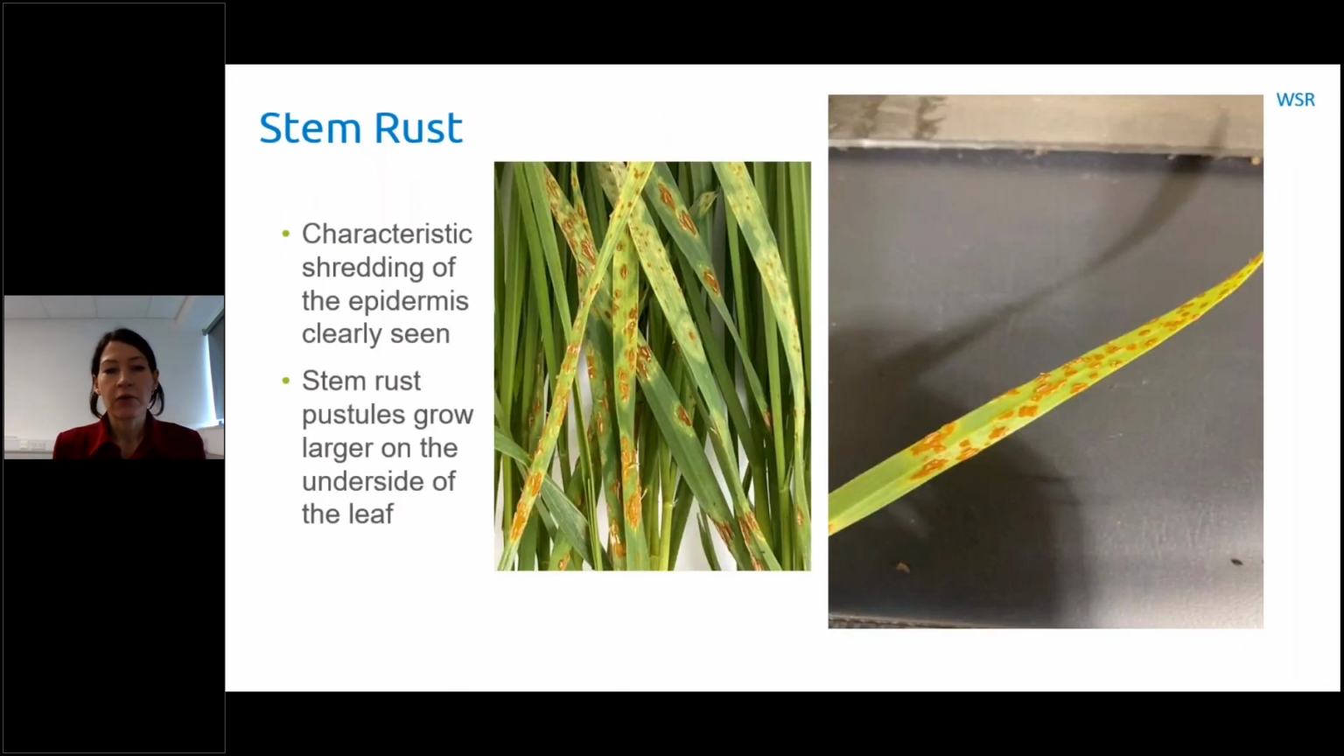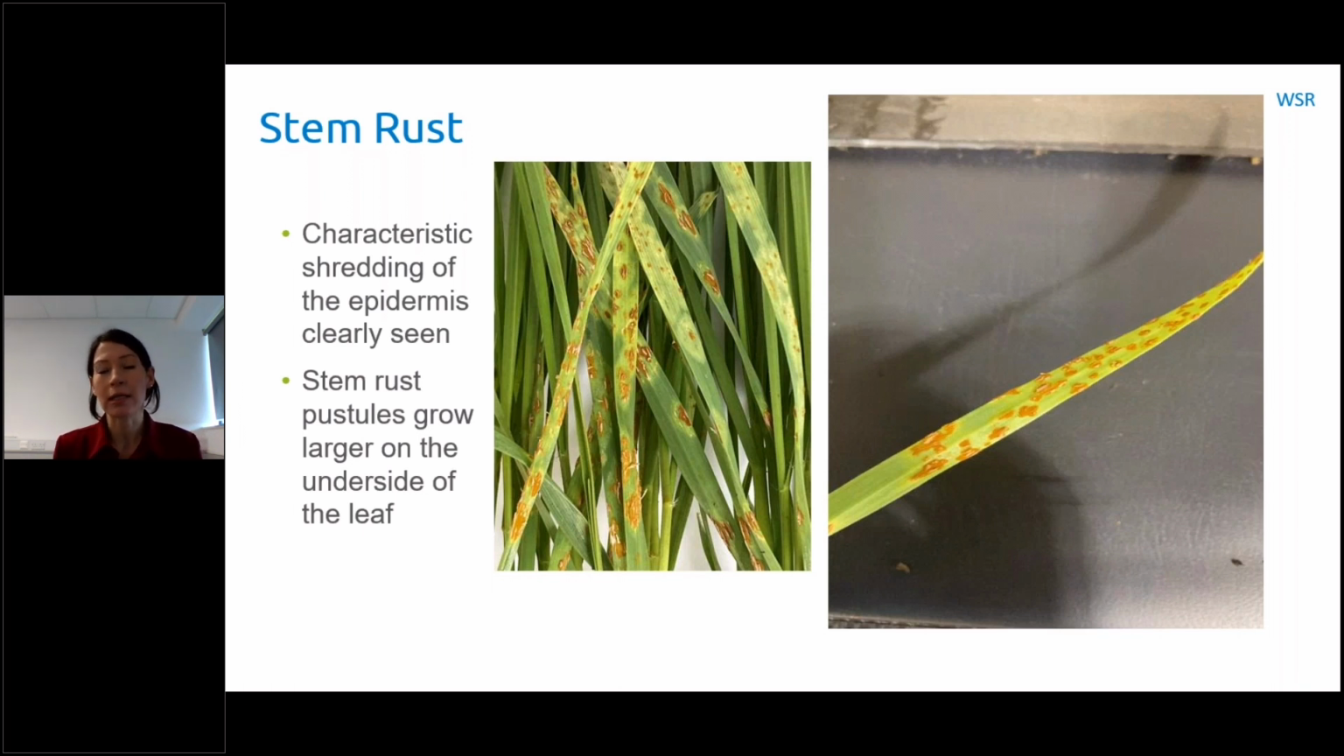And I just had a few more photos to show you. You can see this characteristic shedding of the epidermis that was clearly seen even on these. These seedlings are about 24 days old, and like I said, 14 days post inoculation. And it's important to note that stem rust pustules do grow larger on the underside of the leaf.